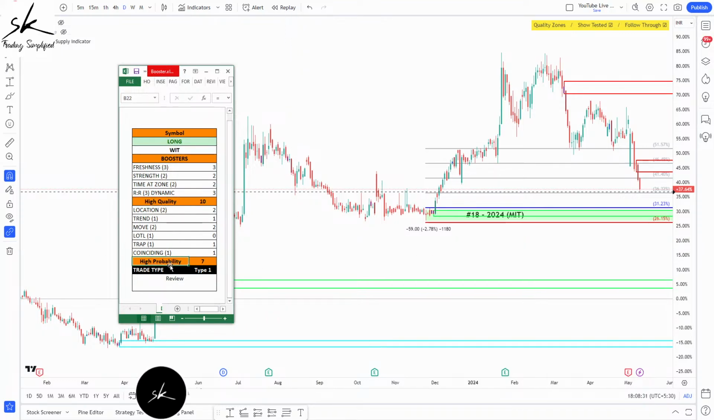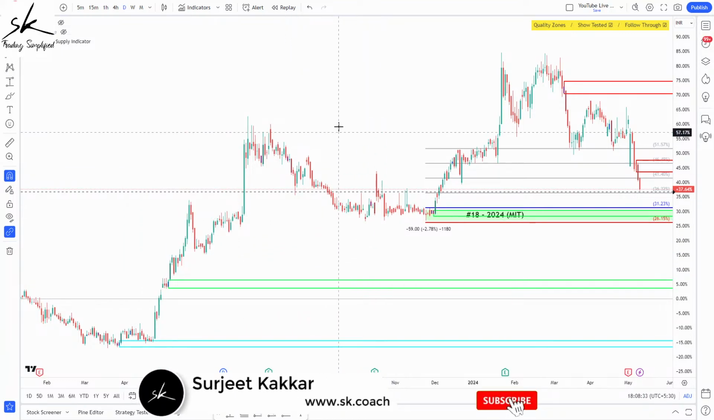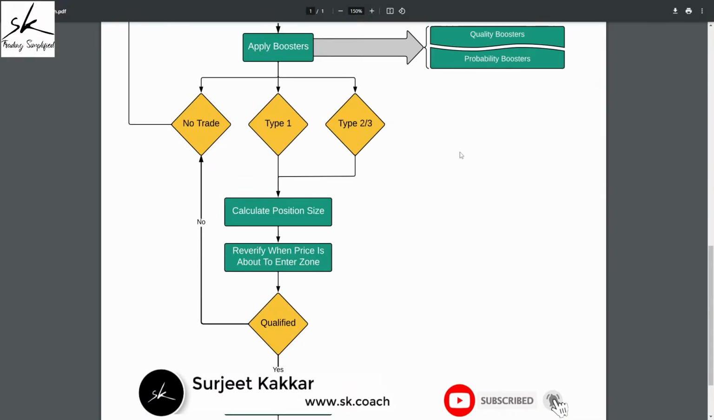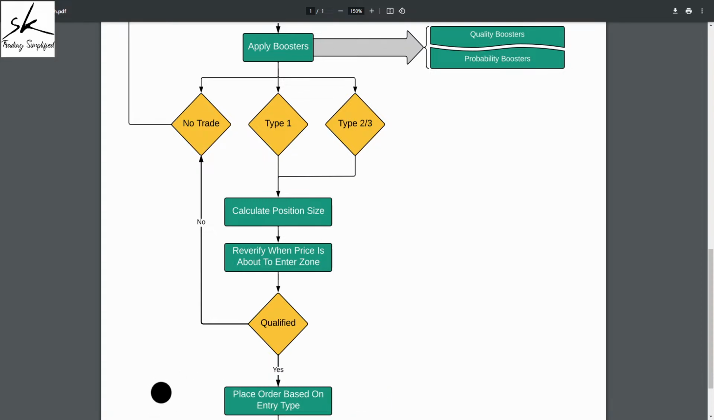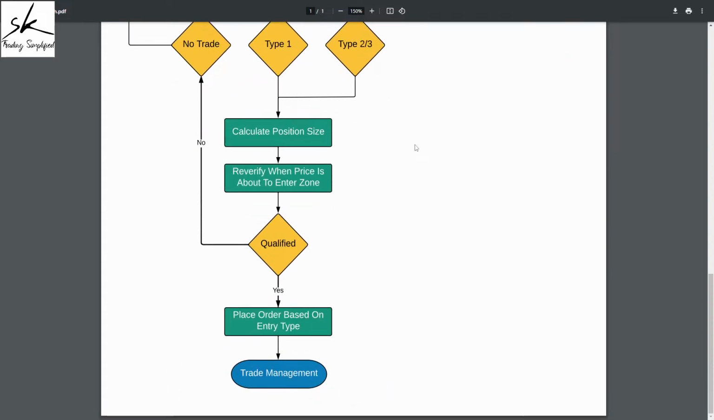And the high quality, high probability trade setup can be done as a type 1 trade. So after applying the boosters, we got to know that this can be done as a type 1 trade. But again, I'll add, only if you're an aggressive trader, this is a valid trade setup for you. If you were following the conservative rule, this was not a valid trade setup for us. Now, no matter how high the quality or the probability, any trade can be a stopped out trade.